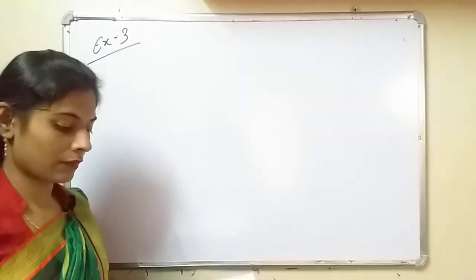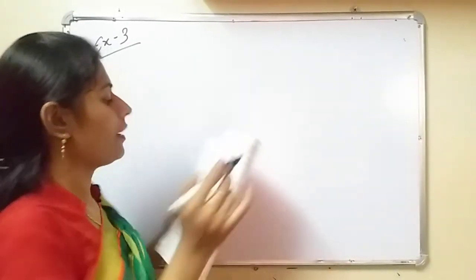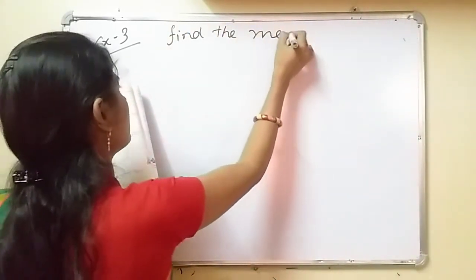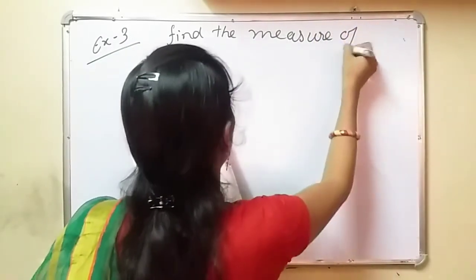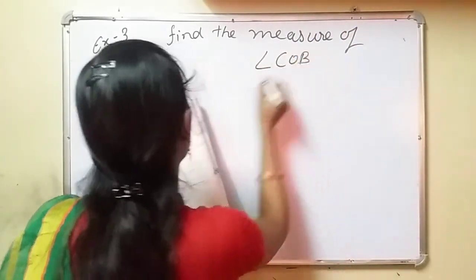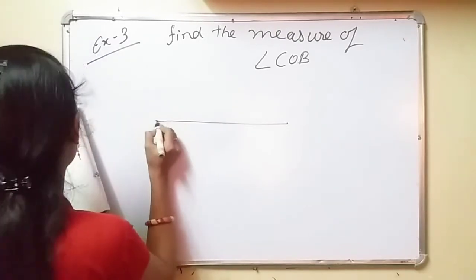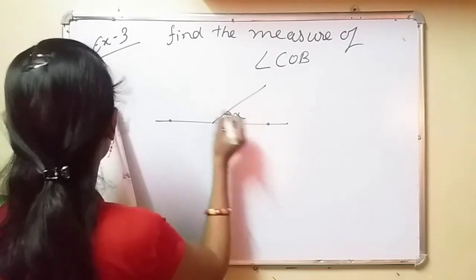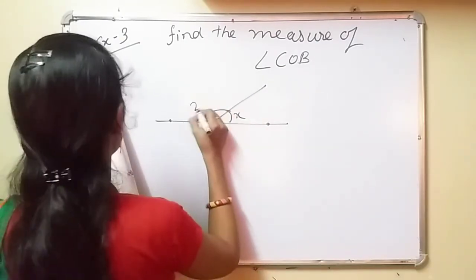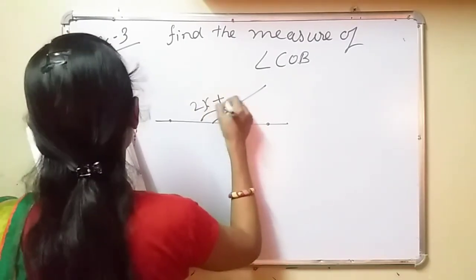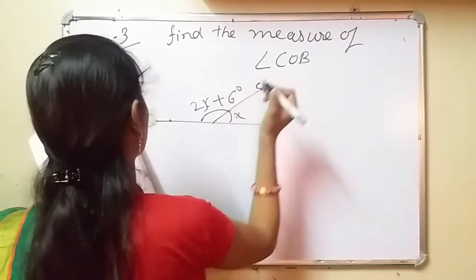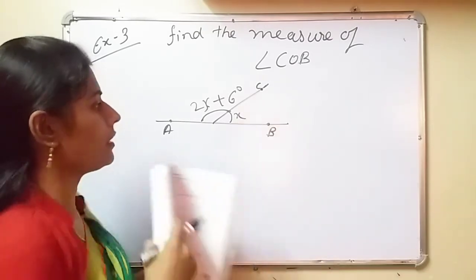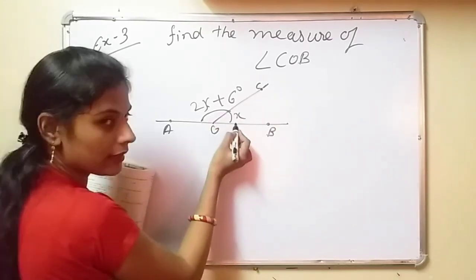Now see, example number 3. Find the measure of angle COB. Now see, this is your straight line, AB is the point. Now see, this is angle x, this is given 2x plus 6 degree and this is your C point and this is A and B. Now you have to find the value of angle COB, that is angle x.